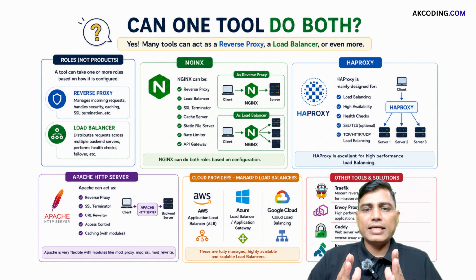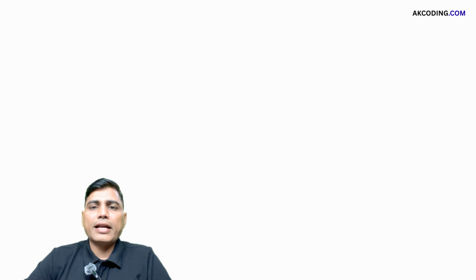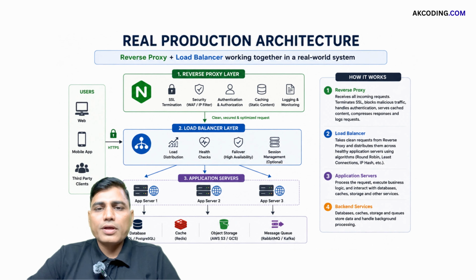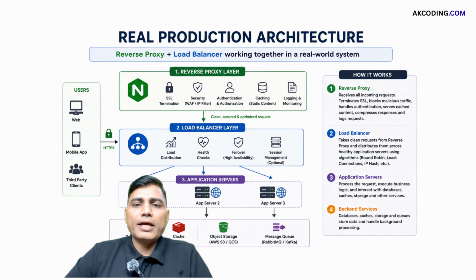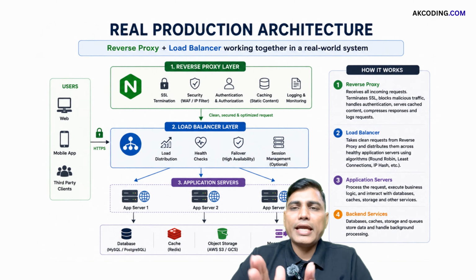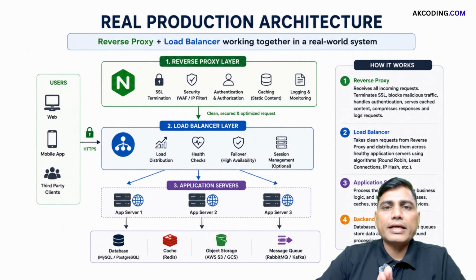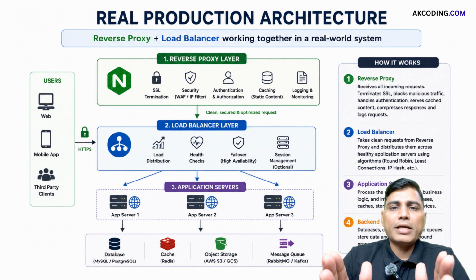Apache HTTP server can also work as a reverse proxy. Cloud providers offer managed load balancers like AWS Application Load Balancer, Azure Load Balancer, Google Cloud Load Balancer. So remember, they are roles, not products. Now let's see the real production architecture. Now the user sends a request to the reverse proxy, and the reverse proxy checks the SSL, security and caching, then forwards the request to the load balancer, and now the load balancer distributes the request across multiple servers.